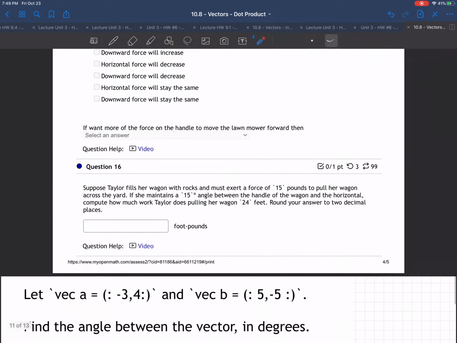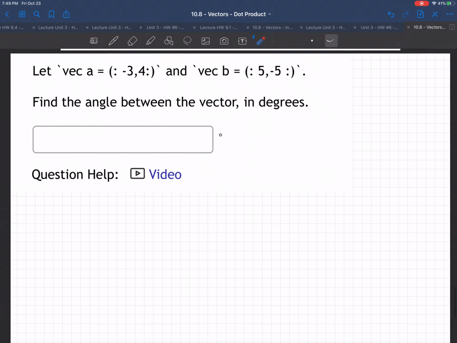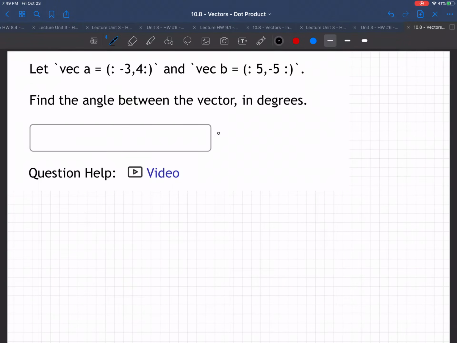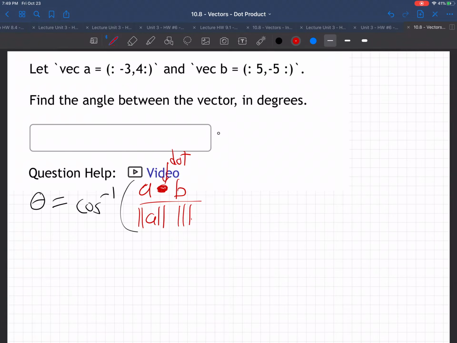So let's do it. Theta will equal the cosine inverse of vector A dotted with vector B, this is a dot product, over the magnitude of vector A times the magnitude of vector B. That's what the formula said. Okay, so what is that?